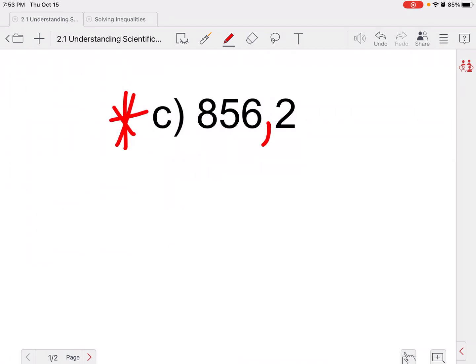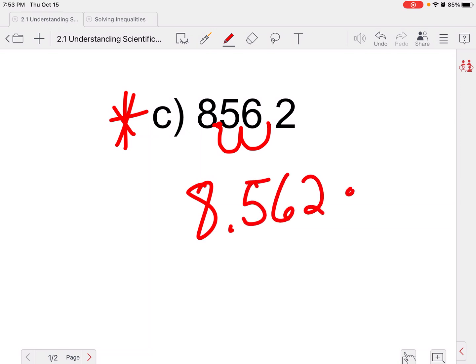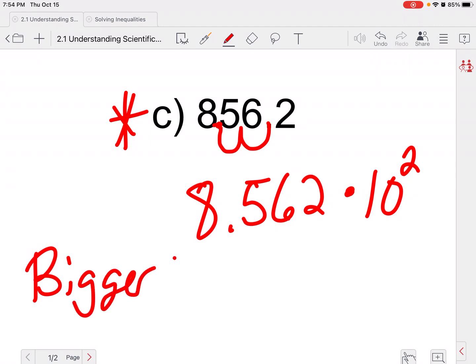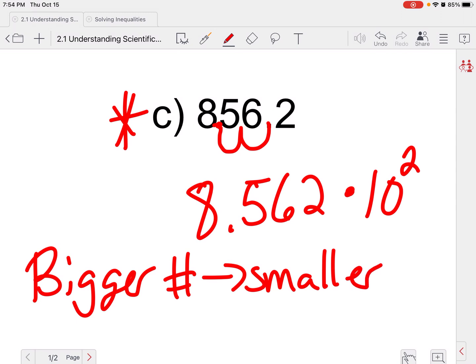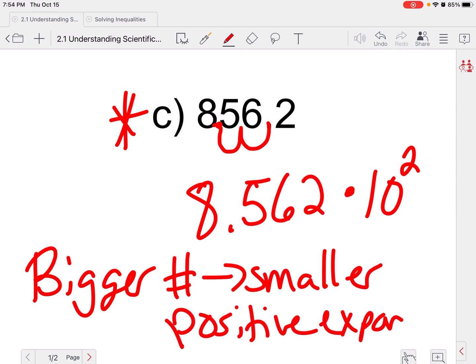So again, we're going to move this one spot over, that gives me 85, so that's not helpful. Move it one more over, that gives me 8.5, so that's awesome. And because we moved it over 2 spots, that's going to be 10 to the second power. So if we're making a bigger number smaller, we have a positive exponent. Okay, so this would be something good to have written down in our notes.